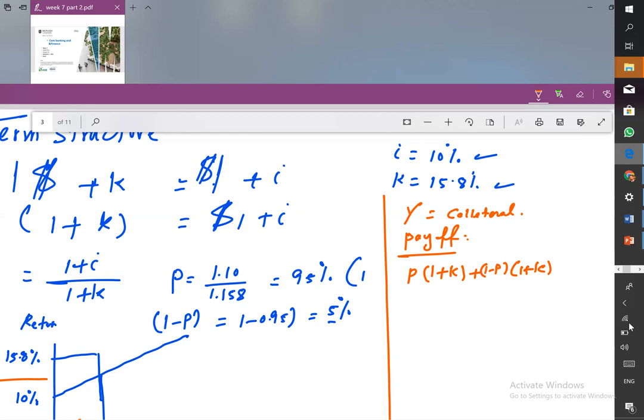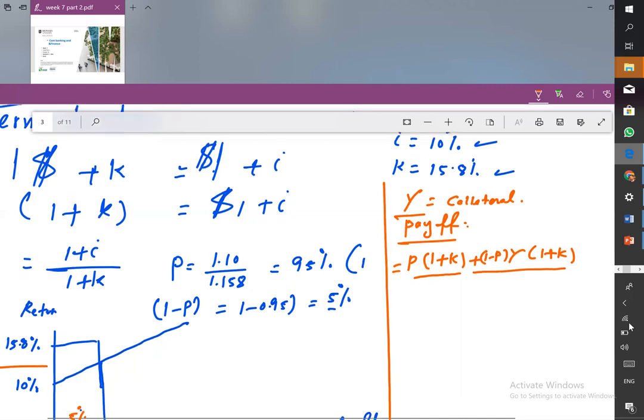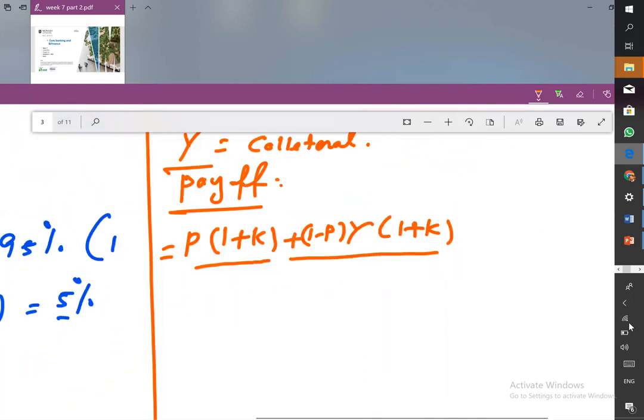And then I can multiply them by the 1 plus K, by the lambda, which is the collateral. So the payoff now will be 1 plus K times the probability of payment, plus the probability of defaulting times the collateral, and all of it actually should equal 1 plus I.